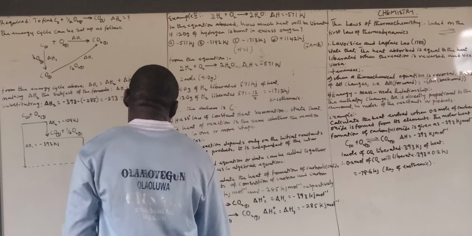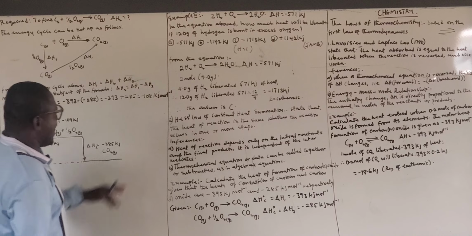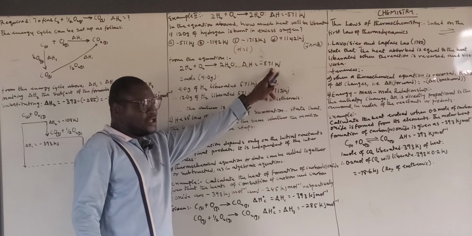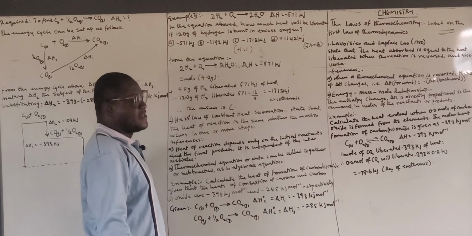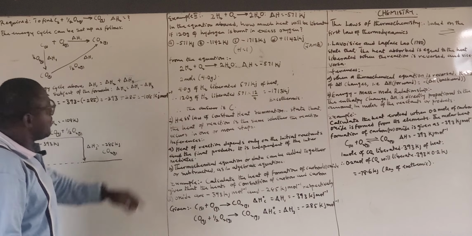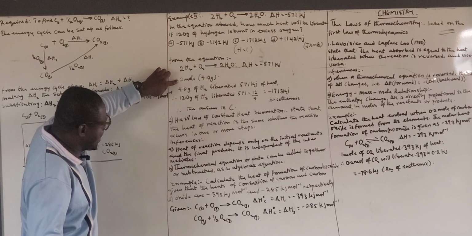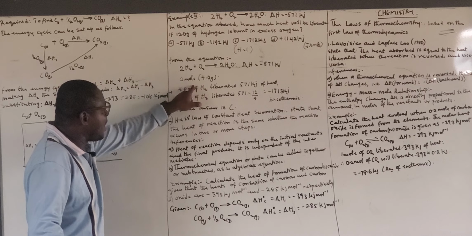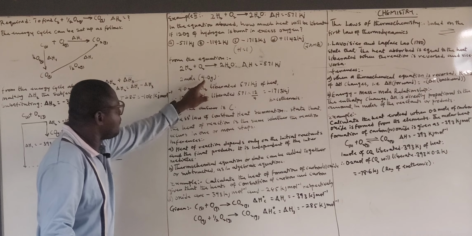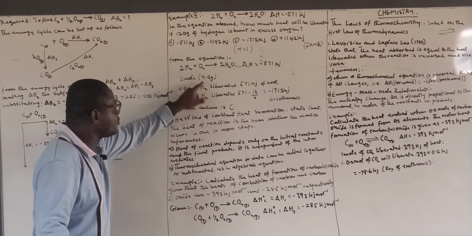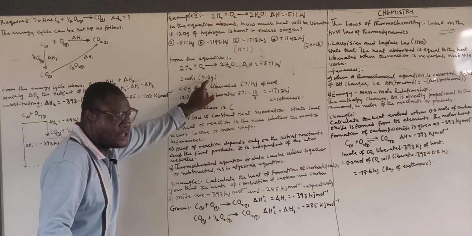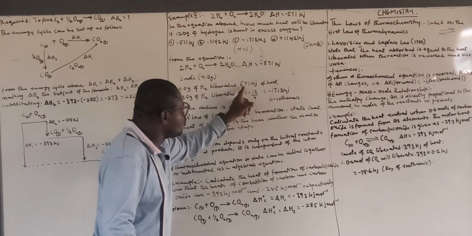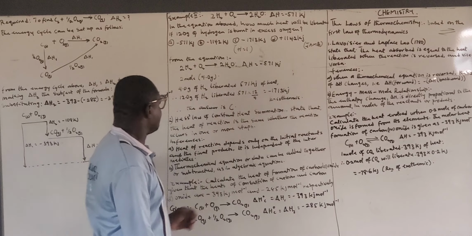Now, let us see. From the equation given to us, we have water liberated, with the heat of minus 571 kilojoule. Then we have 2 moles of hydrogen here and 1 mole of oxygen. So 2 moles of hydrogen give us 4.0 gram, 2 times 2, 4. 4.0 gram of hydrogen liberated 571 kilojoule of heat.